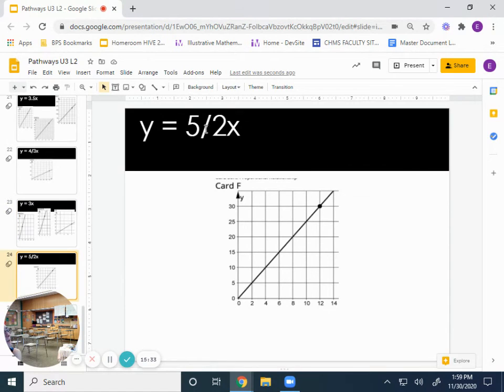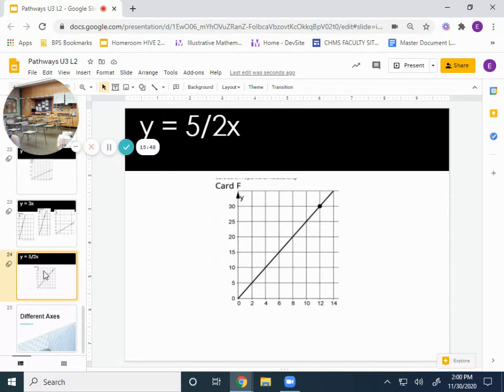And a slope of 5/2. This was probably the most tricky. If you type 5/2 into your calculator, you get 2.5. You could also say to yourself, how many times does 2 go into 5? 2.5 times. Card F, okay?